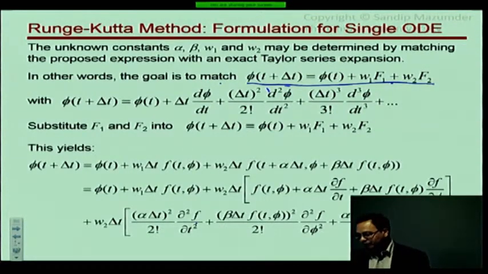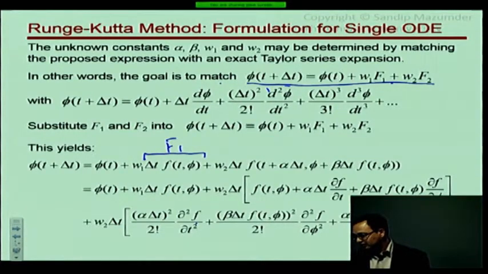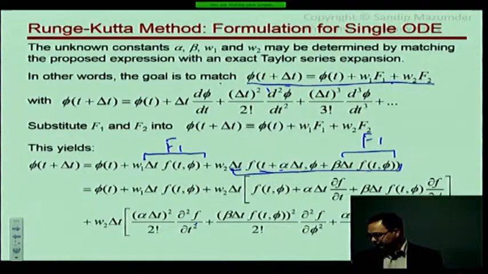So F1 was this guy here, delta t times F. And F2 was, if you go back, delta t times F at t plus alpha delta t, phi plus beta times F1. This is actually F1 right here. And this whole thing is actually F2, this part here, if you go back to the previous slide. So that's what we've done. We've just substituted it. And now we are going to take this second term here and perform a Taylor series expansion of that.